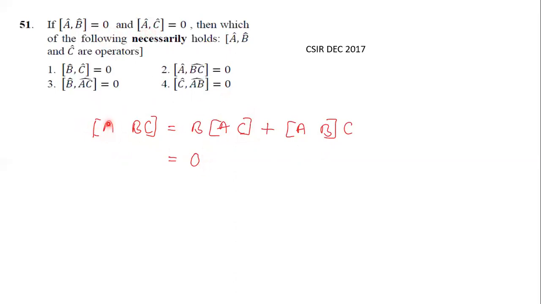Then the commutator of A with the product of two operators BC is equal to 0, because the value of this is 0 and this is 0. When you reduce the values to 0, you will get 0. So the answer for this question is the second option. When you do the same kind of expansion with the other options, you will not get the answer to be 0.